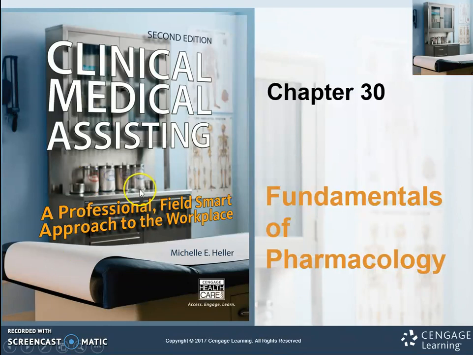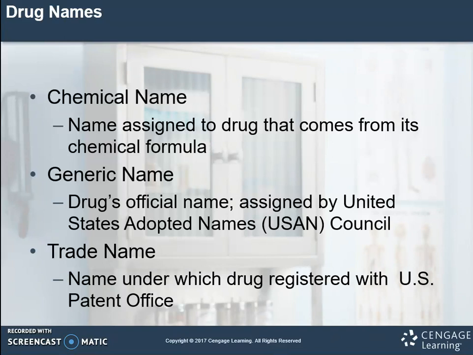So we're continuing on in Chapter 30, starting at page 857 under Drug Names. So you might be wondering, how do drugs get their names? Some of them are pretty complicated. Some of them sound pretty straightforward. And there are a couple different names assigned to drugs. So a drug can have up to 3 names. It can have a chemical name, and that's the name assigned to the drug that comes from its formula. This would sound like something you learned from chemistry class in high school. It'll have a lot of C's, possibly some H's, some O's, and N's.